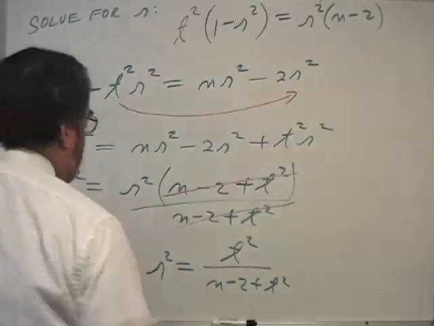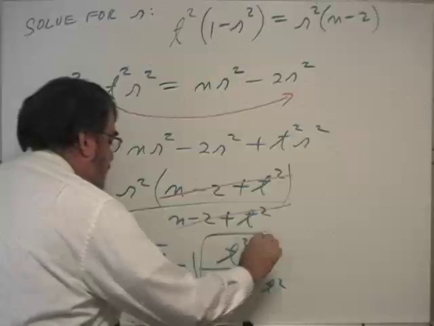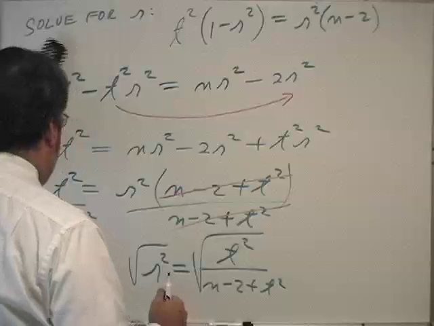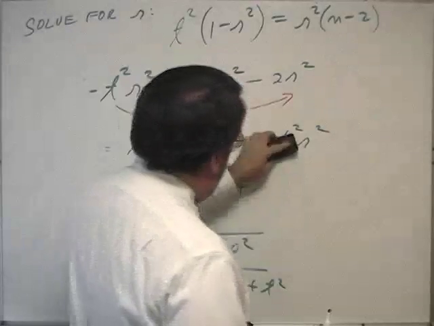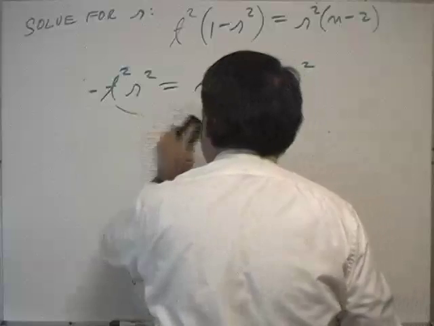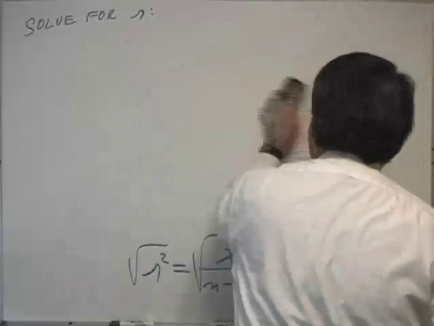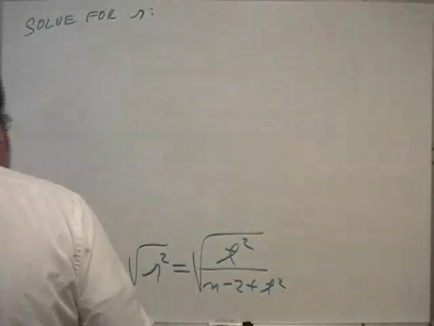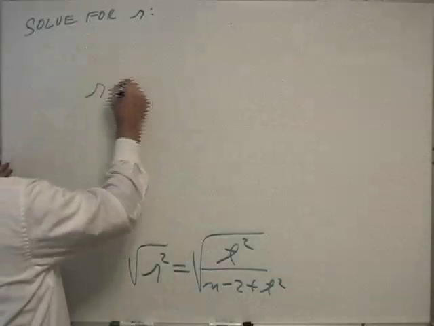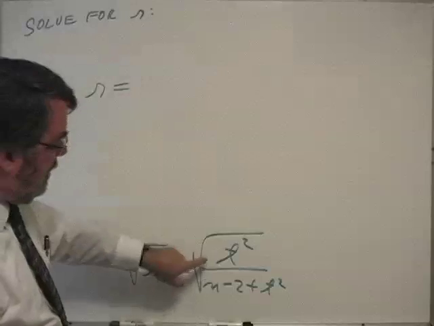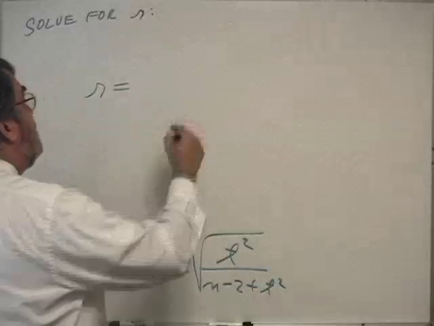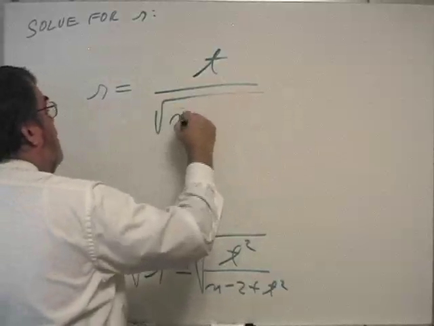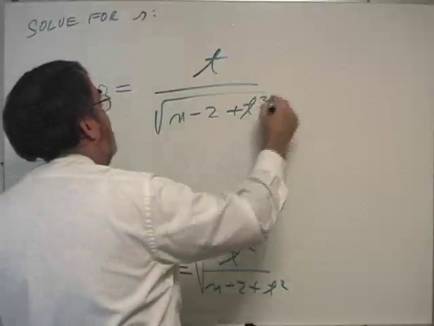So to solve for R, I'm going to take the square root of everything, both sides. So that will allow us to write the answer. And this answer can be checked in the original problem. It would be quite a mess to do so, but it can be done. So R is equal to, and look here, when I take the square root of T squared, I get T. So I get T divided by the square root of n minus 2 plus T squared.